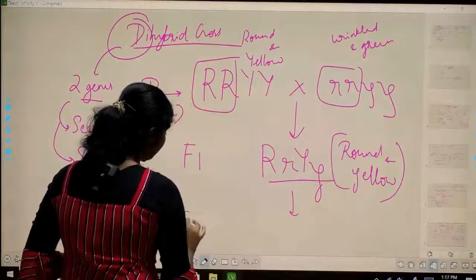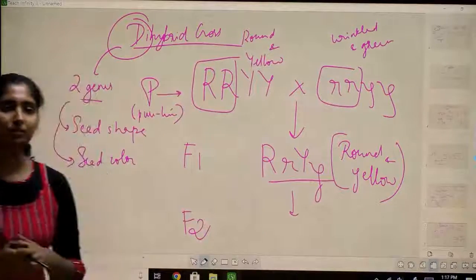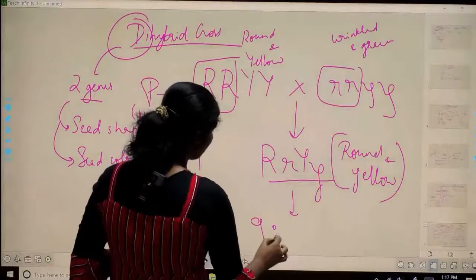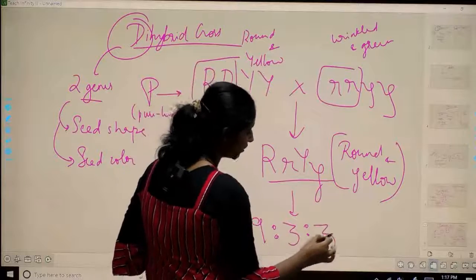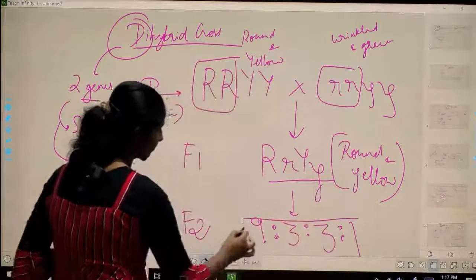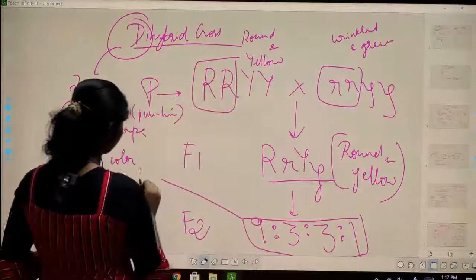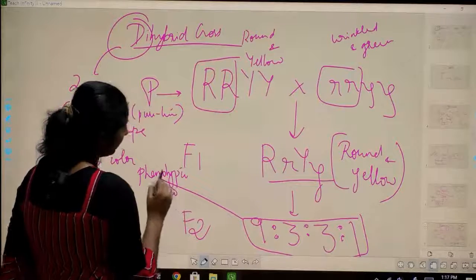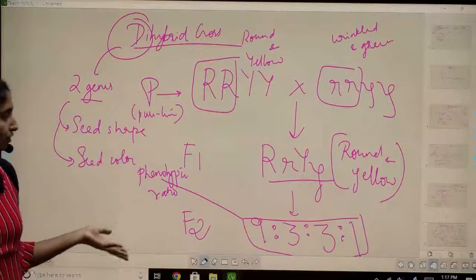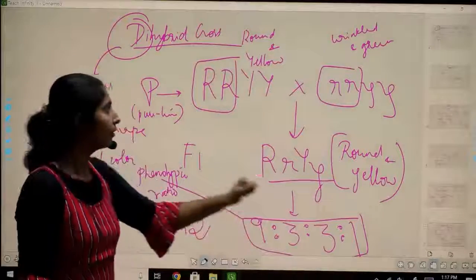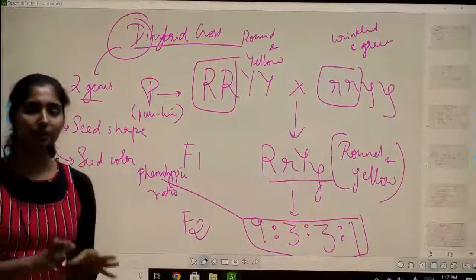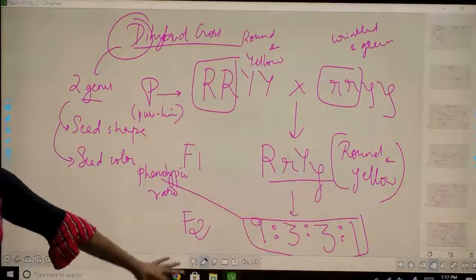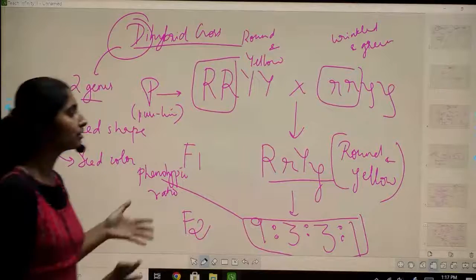Now in the F2 progeny, we observe another phenotypic ratio. What is this phenotypic ratio that we observe? We are getting a ratio of 9:3:3:1. This is the phenotypic ratio. Right? So these ratios are very important, and all the genes that follow Mendelian inheritance show these particular ratios, as well as they obey the particular rules and laws as well.